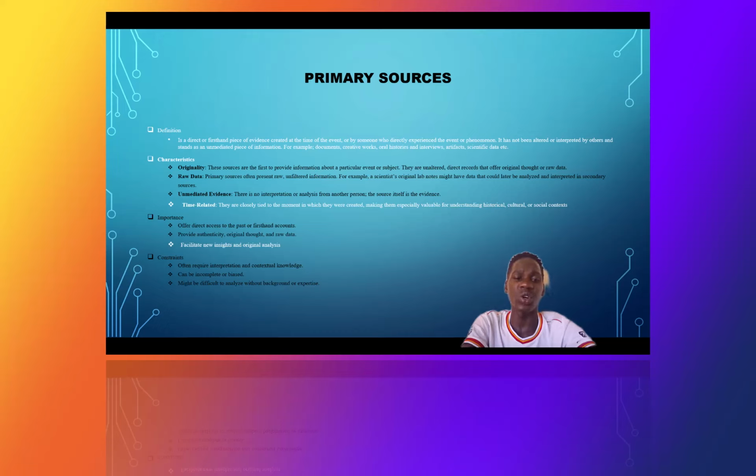Then we come to unmediated evidence. There is no interpretation or analysis from another person. The source itself is the evidence. For example, take oral histories. When you are seated around your elders, they tell you some pasts. The story they're telling you always has no evidence. They tell you about what they know by themselves. I mean, they may have experienced it, but there's no one to prove that what they're telling you is right. That's what unmediated evidence means. Time related, there's a close tie to the moment in which they are quoted. So that's what I mean about characteristics of primary sources.